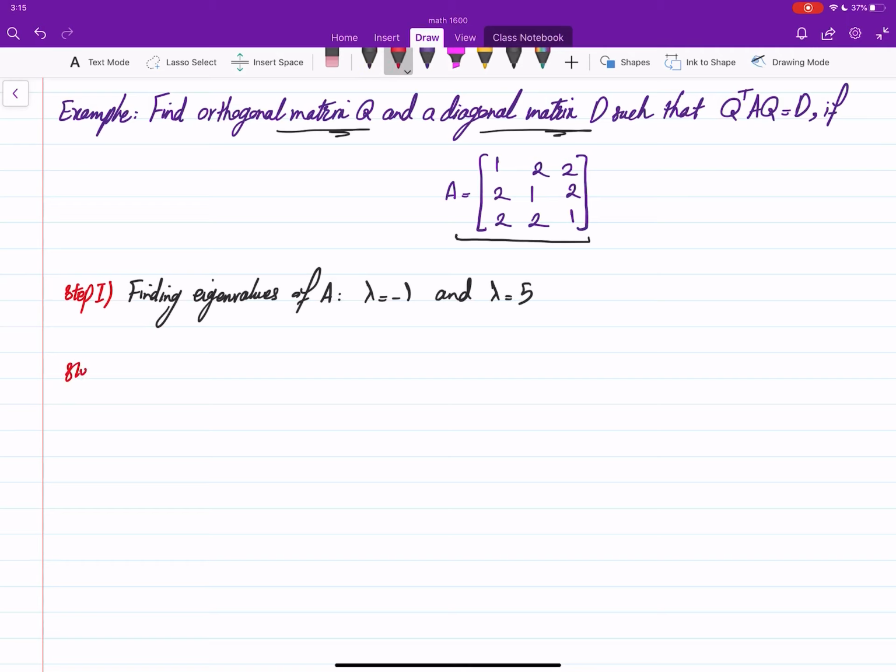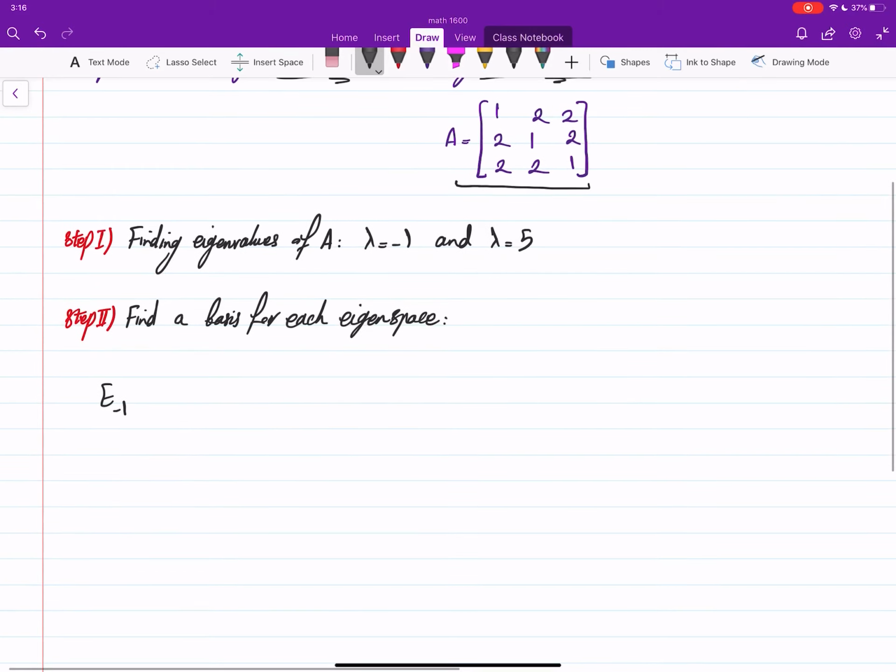Then step 2 is to find a basis for the eigenspaces of each one of these eigenvalues. So find a basis for each eigenspace. So we have E of -1 and E of 5.